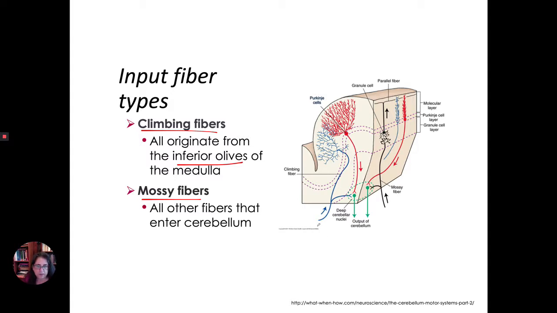So we have a climbing fiber illustrated here. Here's a blue cell coming in. And one branch will go to a deep cerebellar nucleus, and another branch will go more superficial towards the cortex.